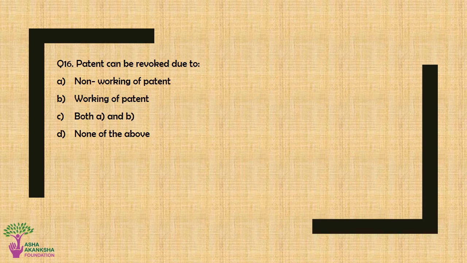Question number 16. Patent can be revoked due to Option A, non-working of patent. Option B, working of patent. Option C, both Option A and Option B. Or Option D, none of the above. So the correct answer for this question is Option A, non-working of patent.